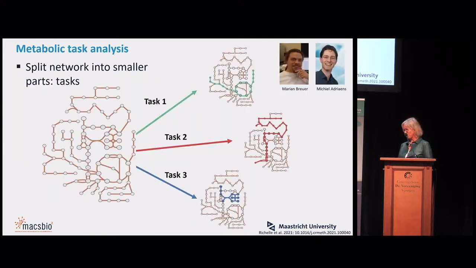So what we are working on now is really what we call a metabolic task analysis. This tool was developed a couple of years ago by Rochelle. What it does is that it splits the entire genome-scale metabolic network into smaller parts, and these are called tasks. There are predefined tasks, but you can also develop your own tasks. An example of such a task could be ATP production. But you can basically think of any task that a metabolic network would have to do.